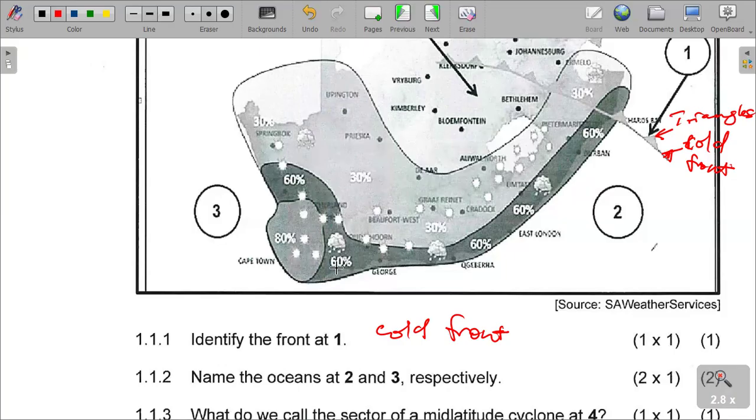The next question is saying name the oceans at 2 and 3 respectively. 2, I'm sure that you know on our map, on 2 there, you must always know that we have the Indian Ocean. We have the Indian Ocean on 2, and then we also have the Atlantic Ocean at 3.